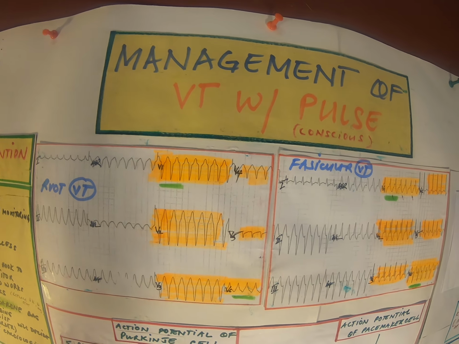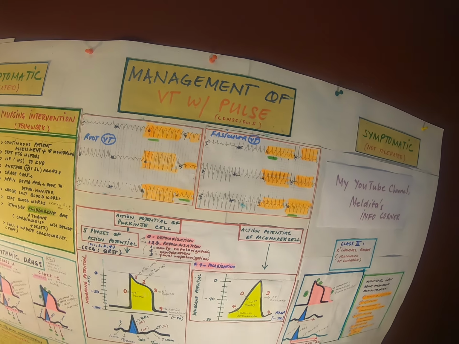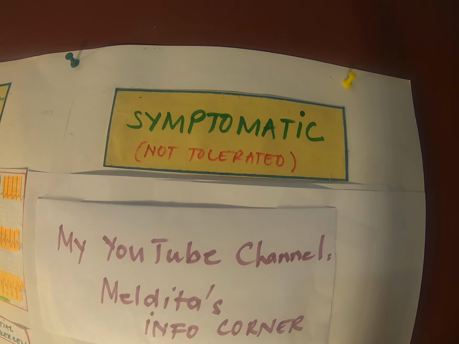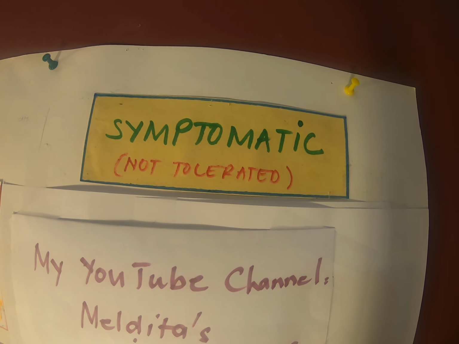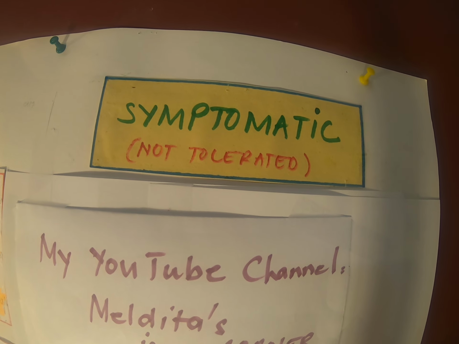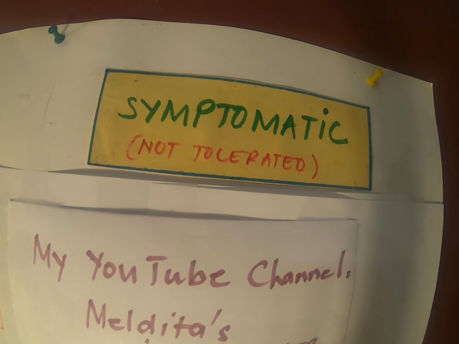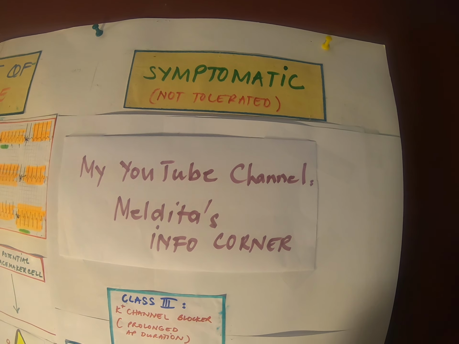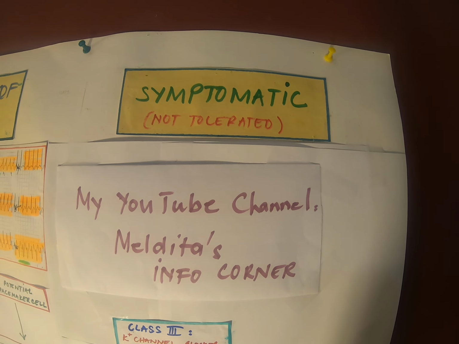So again, till next time, thanks for watching, and I hope this helped you a little bit. And the next topic will be symptomatic ventricular tachycardia with pulse. And this time, the patient is not tolerating it, and there are more hemodynamic problems. So this time, there will be a combination of medication and cardioversion, and that will be our next topic.